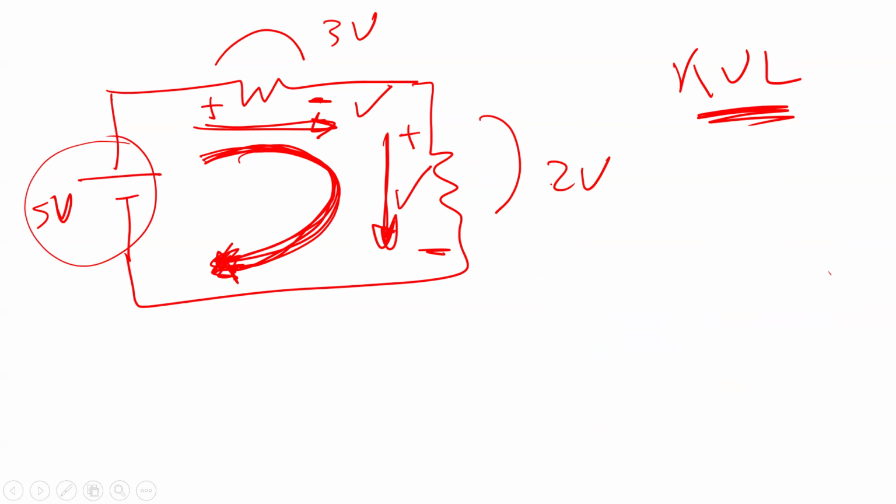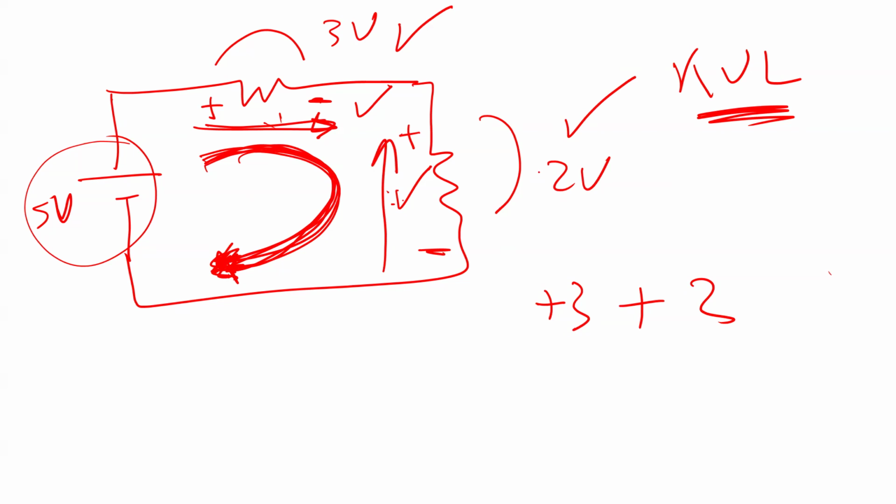So I'm gonna take them positive. So here I'm gonna have positive 3 plus 2. I'm going to take this one positive and this one positive. Why? Because this direction is the same as the direction of the current here. If it is not the same, I would make this one negative. So again, make it easy. For the resistors, if the direction of the current is the same as the direction of the loop, I'm gonna take the drop positive. If it is the opposite way, I'm gonna take it negative.